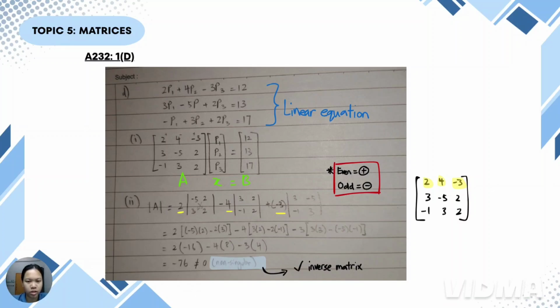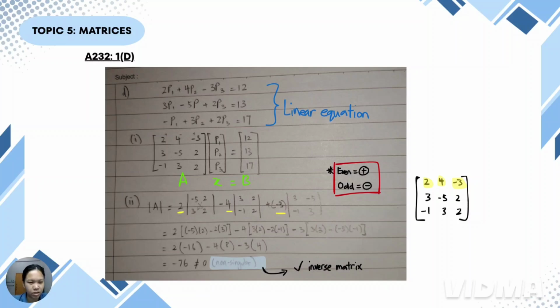For the 4, it's sitting in position A12, 1 plus 2 is equal to 3, so it's an odd number, so it's negative. For the negative 3, it's sitting at position A13, so 1 plus 3 is equal to 4, it's an even number, so it's positive.